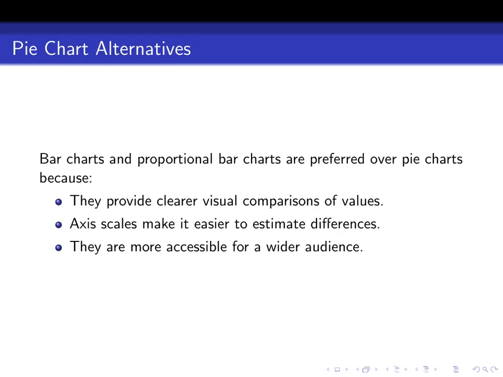Bar charts and proportional bar charts are better alternatives to pie charts. They make it easier to compare values, estimate proportions, and spot differences. The vertical axis in bar charts provides a clear scale, making comparisons straightforward and intuitive.